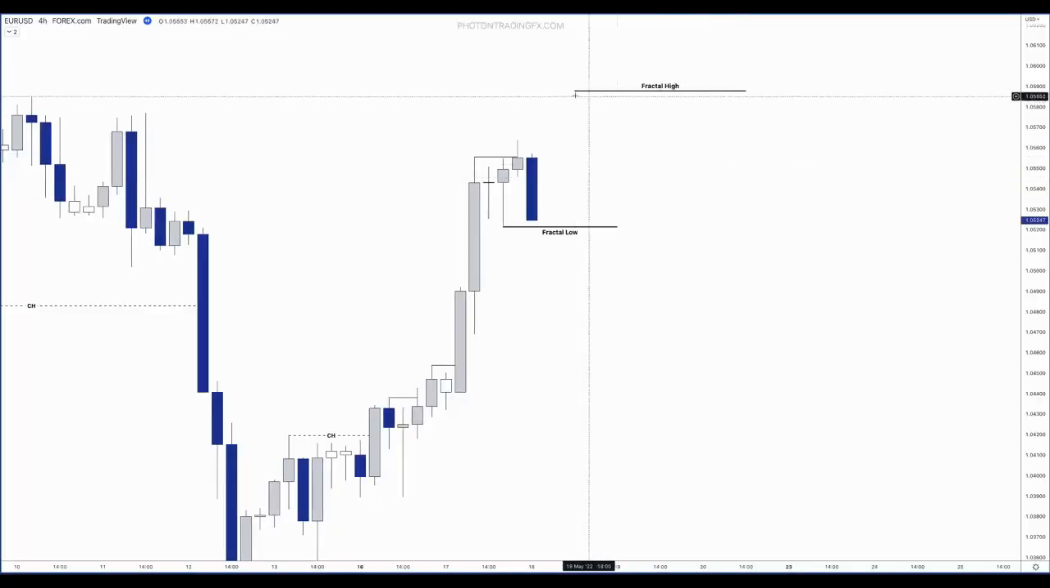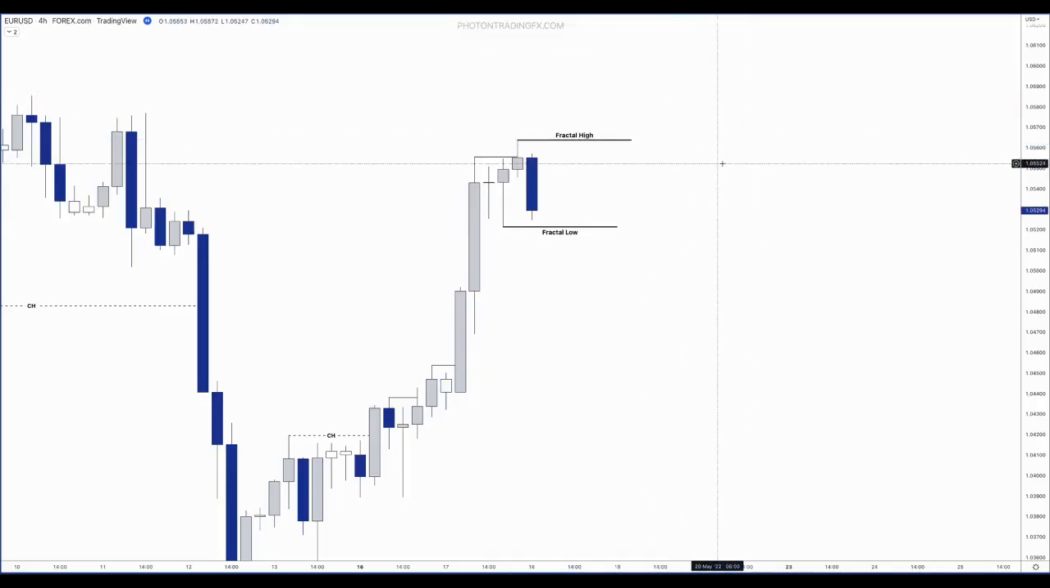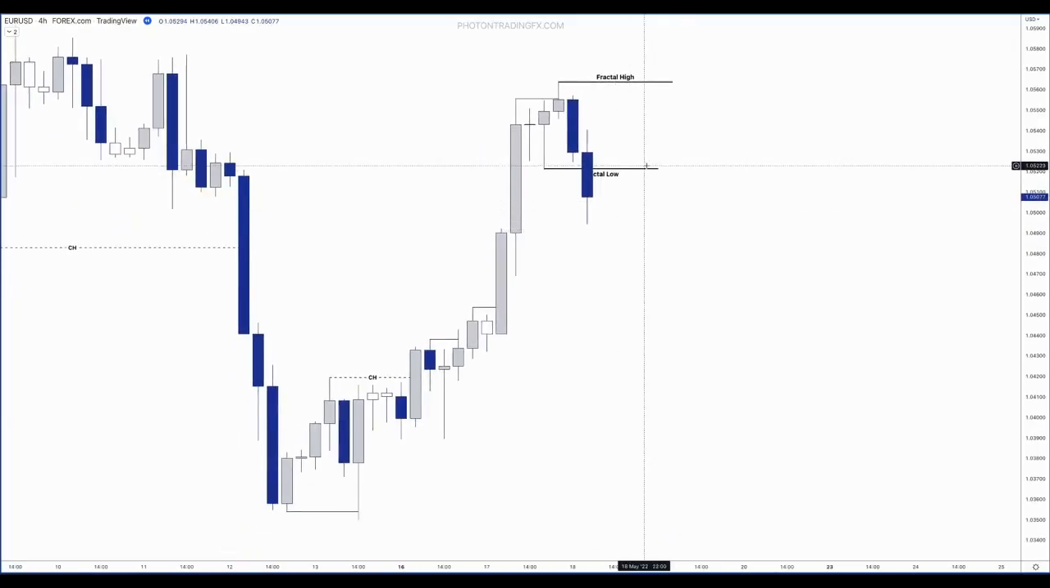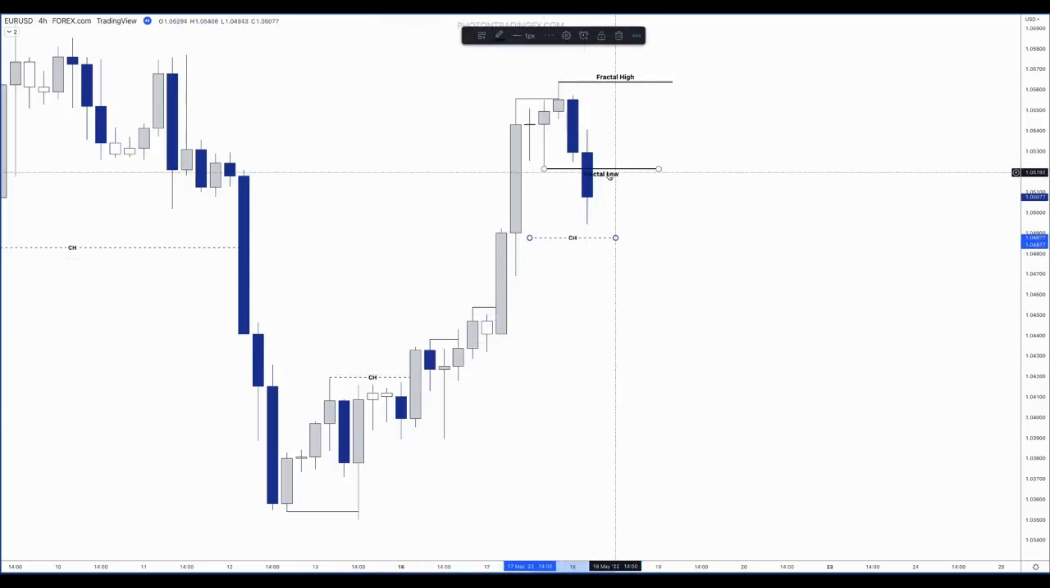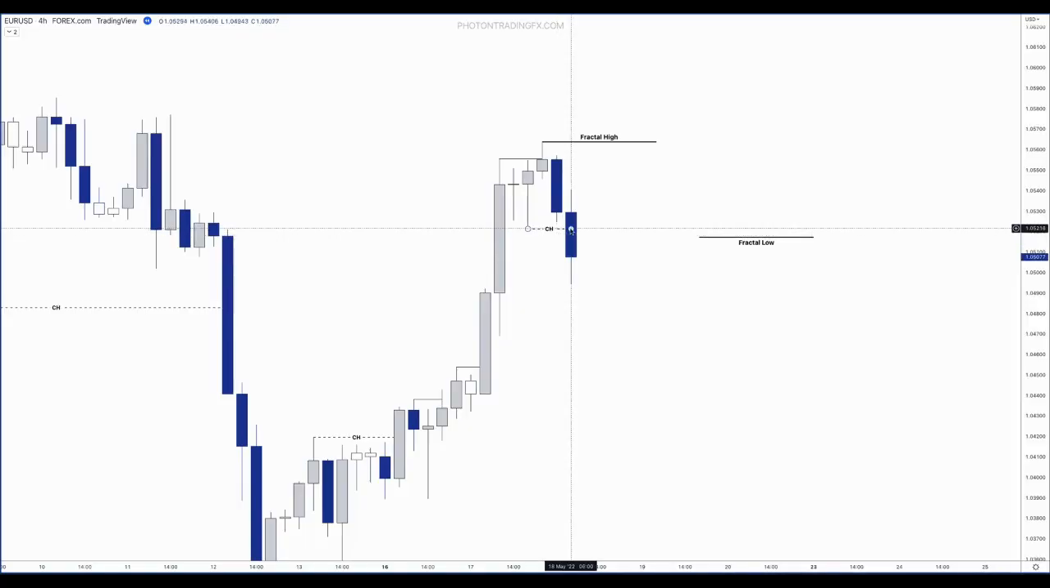So now we have a pullback. So now we can define that that's our fractal high because it failed to break the previous candle's high. See what happens next. And then we break structure to the downside, right? We break the fractal structure to the downside. So what is that? That's a change of character, because when the fractal structure changes trend, that's what we call a choch, right? Change of character, okay?